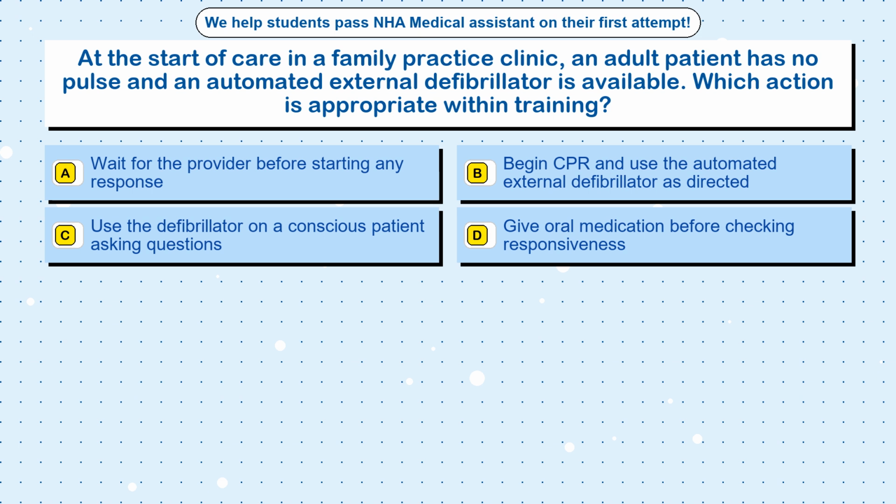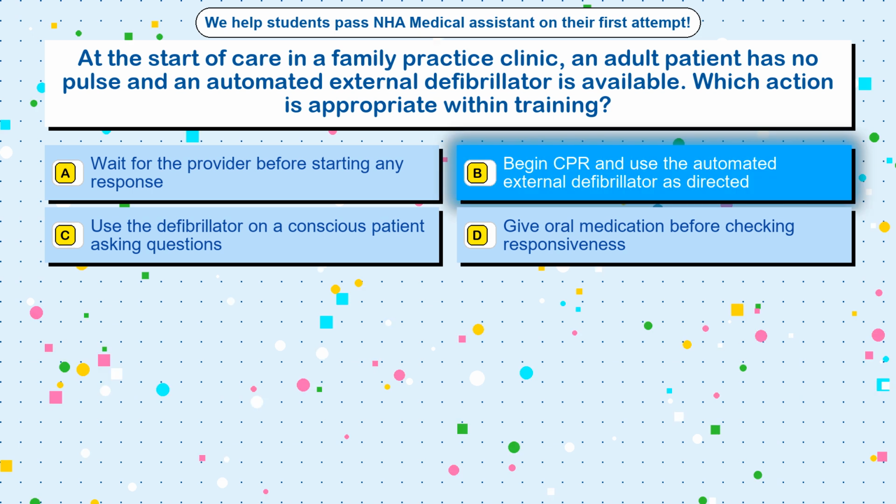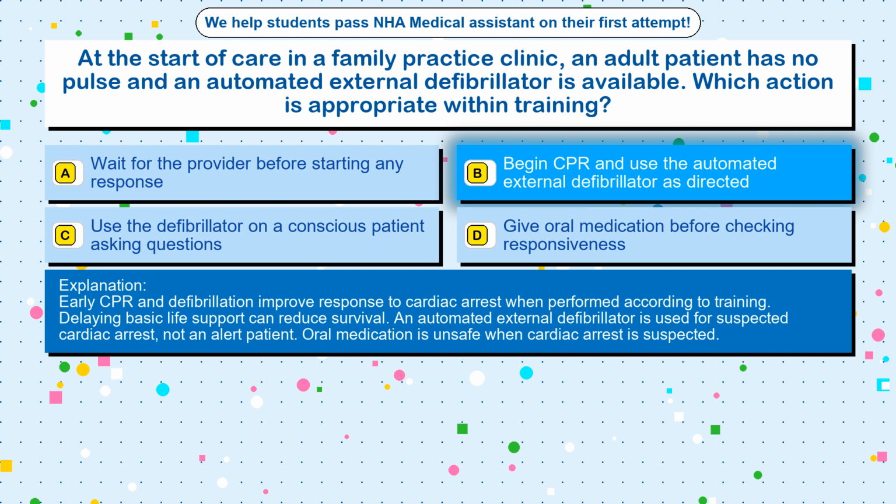Option C, use the defibrillator on a conscious patient asking questions. Option D, give oral medication before checking responsiveness. The correct answer is option B, begin CPR and use the automated external defibrillator as directed. Early CPR and defibrillation improve response to cardiac arrest when performed according to training.